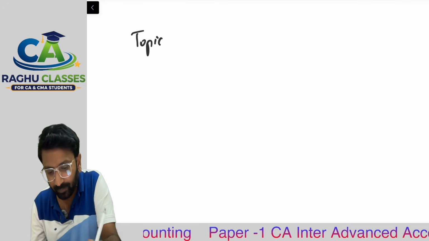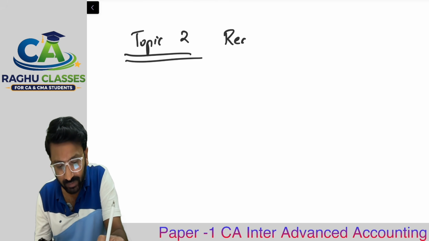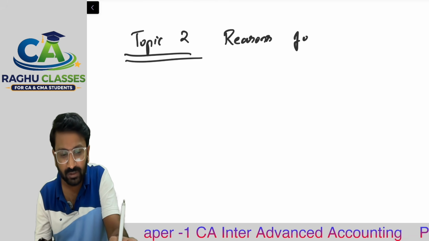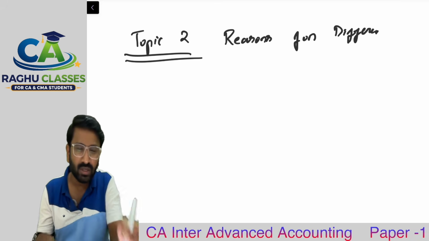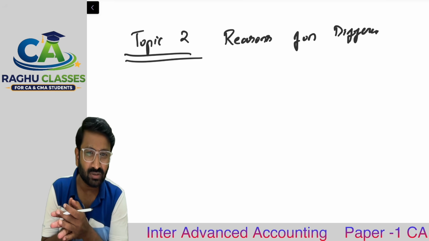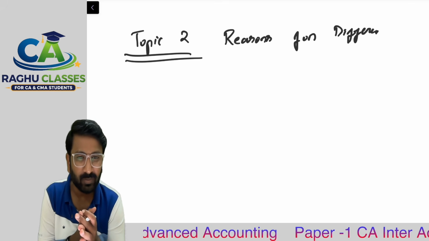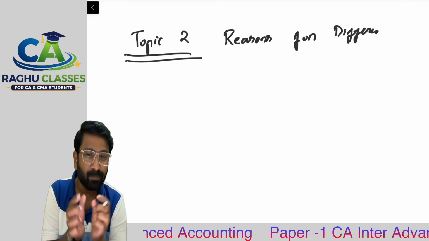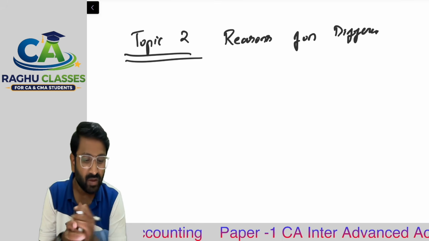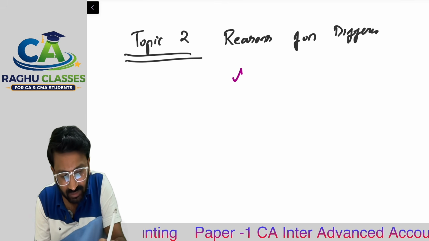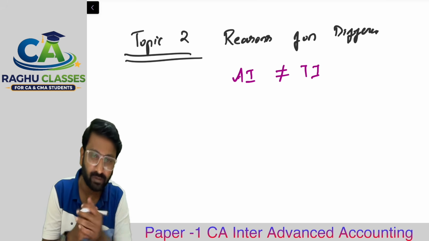Topic number 2. We'll try to understand why there is a difference between accounting income and taxable income. Reasons for difference. Now, as we understood, accounting income is based on your accounting standards and generally accepted accounting principles, whereas my taxable income is totally based on my taxation provisions. So since the basis of calculation itself is different, definitely there is going to be a difference between both, which means in 99% of the cases, accounting income and taxable income will not match.